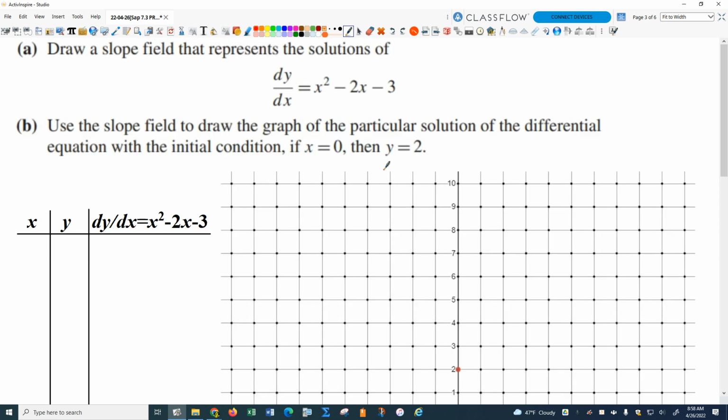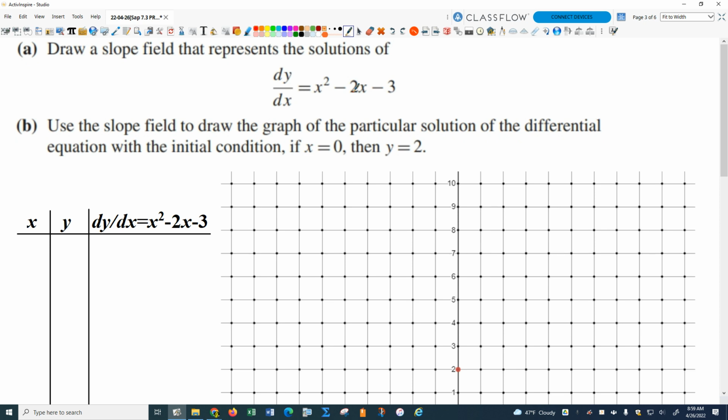Draw a slope field that represents solutions of this function. Okay. Well, now I'm going to do the same thing. I'm going to create a table. I've got this quadratic function in x. Now let's talk about this one a little bit. Notice that the derivative is independent of y this time. Can you tell me what that implies?